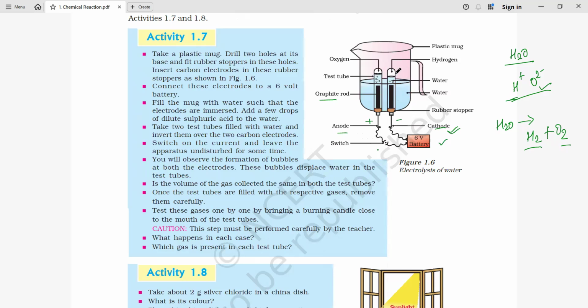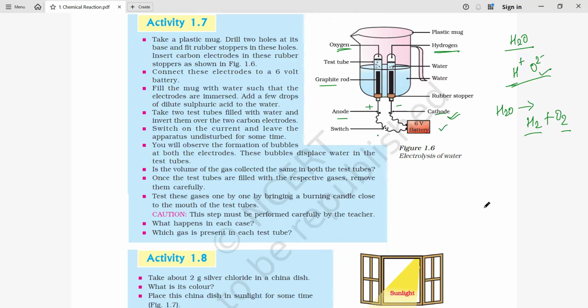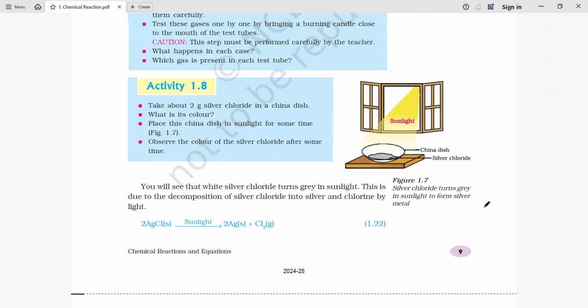So finally here you are seeing that hydrogen gas is at the cathode, oxygen gas is at the anode. This is called electrolysis, where water is going to be available in its components, that is hydrogen and oxygen. Any doubt is there?